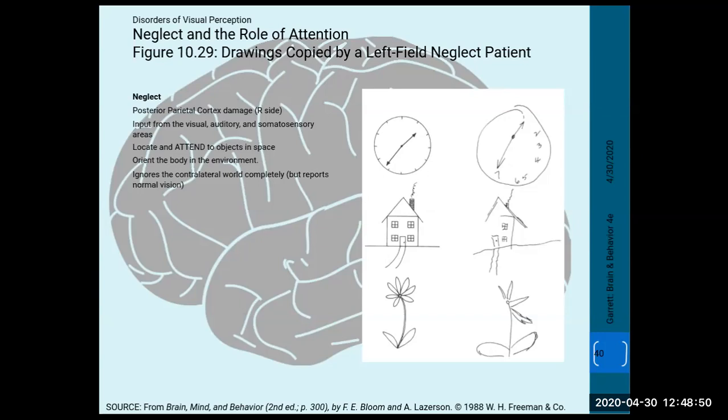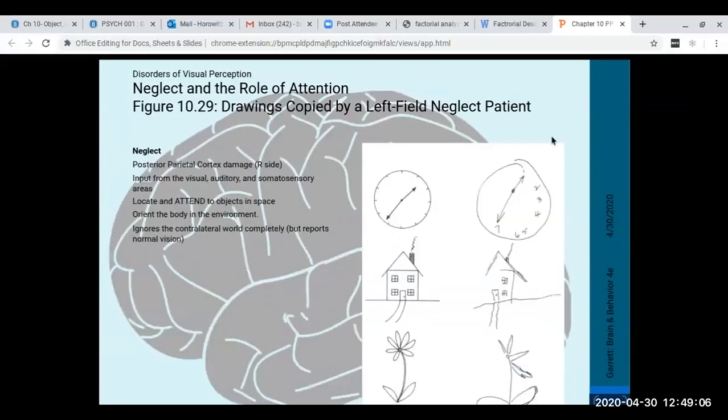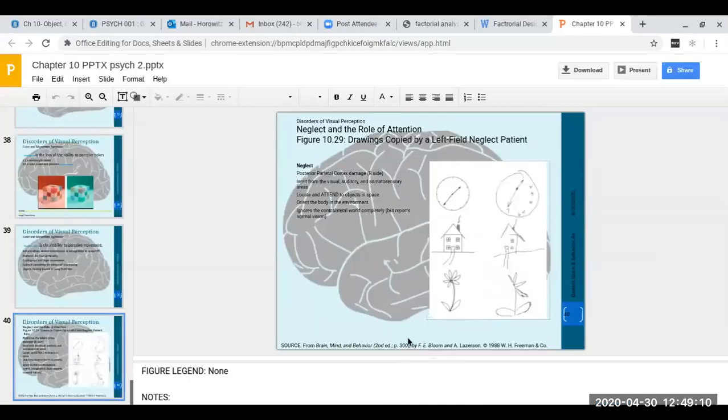So those are the disorders of visual perception: color agnosia, prosopagnosia, movement agnosia, and for the dorsal stream, neglect. This concludes, I believe, our presentation. It concludes chapter 10. And so hopefully I explained it well enough, and hopefully you got what you needed from that.